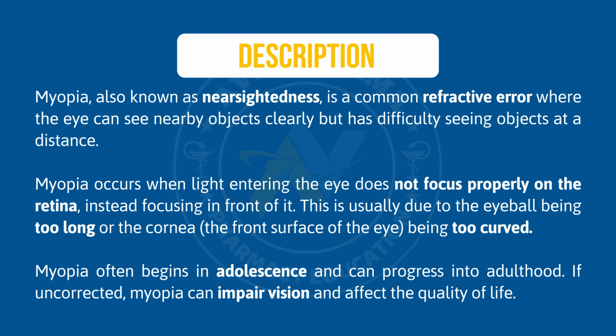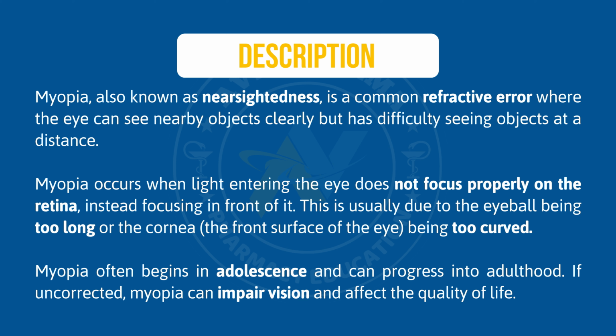Description: Myopia, also known as nearsightedness, is a common refractive error where the eye can see nearby objects clearly but has difficulty seeing objects at a distance. Myopia occurs when light entering the eye does not focus properly on the retina, instead focusing in front of it.